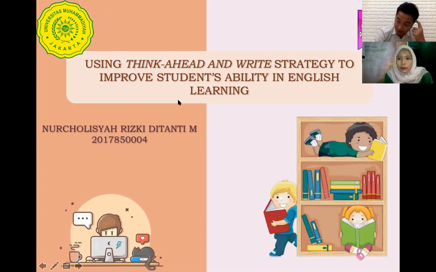Okay, Tanti, from your title here, if your strategy focuses on writing, it will be more proper to improve student writing skill than using student ability in English learning. If you use student ability in English learning, it means all four skills have to be covered, and that will be a difficult kind of research to conduct. Maybe you can focus only on one skill related to your strategy: think ahead and write strategy to improve student writing skills. That will be more relevant.